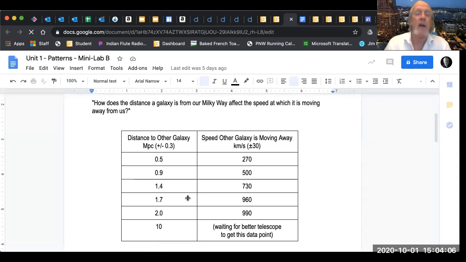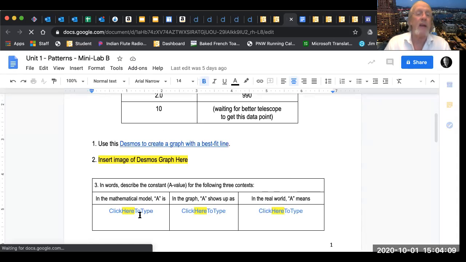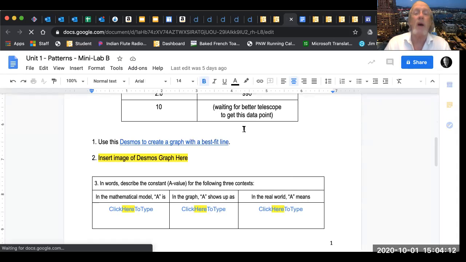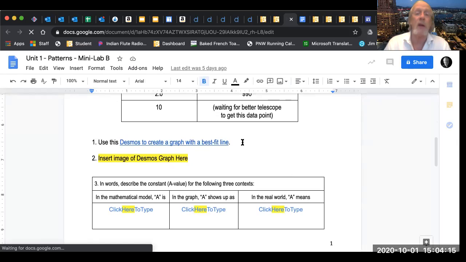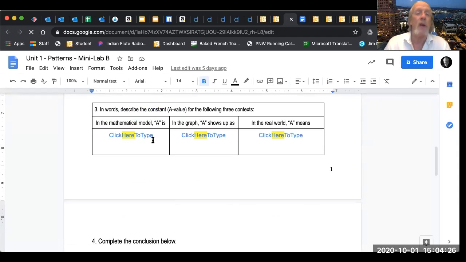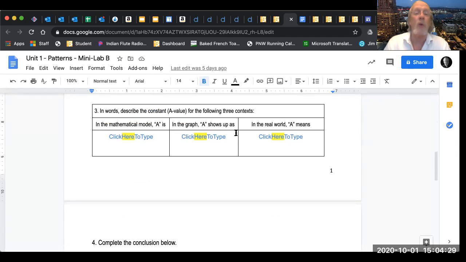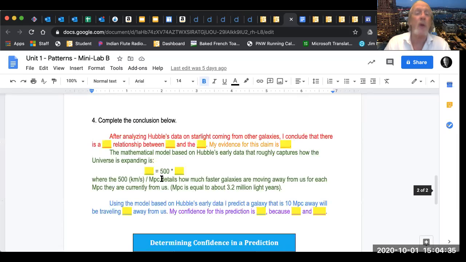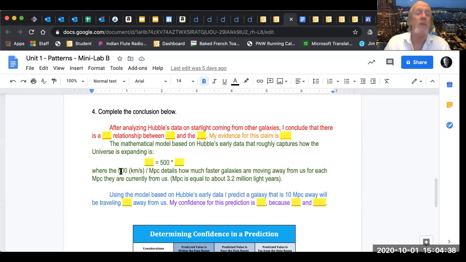Once you graph the data, you're going to find that the data adheres to a linear pattern. And the value of A, remember, y equals ax plus b, so A is the slope, and you're going to get a number around 500. In the graph, A shows up as the slope of the line. And in the real world, A means, and it's right here, 500, because that's what the slope is. A should have a value when you graph it of about 500, 540, 520, somewhere in that range.